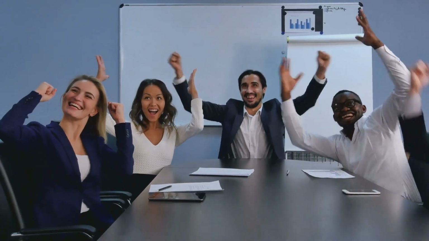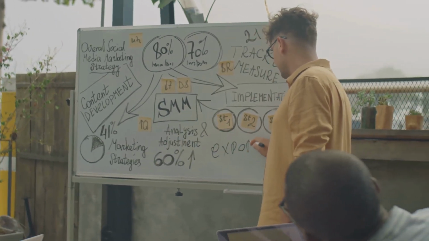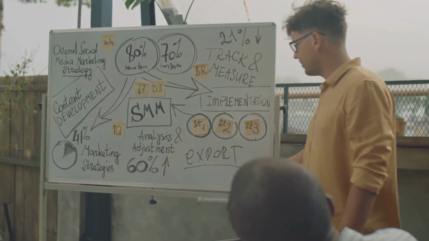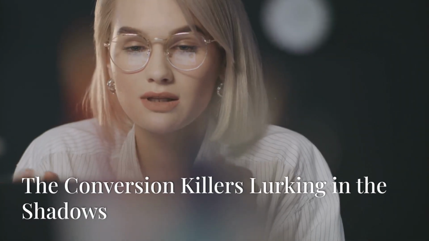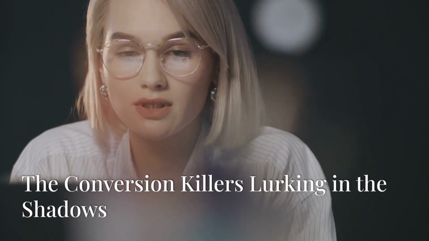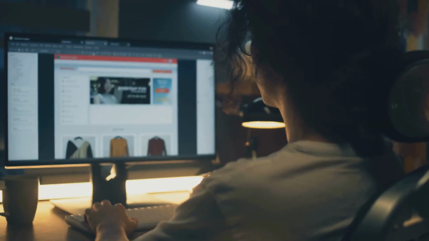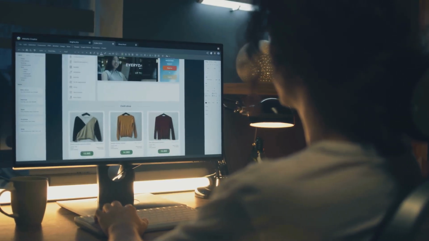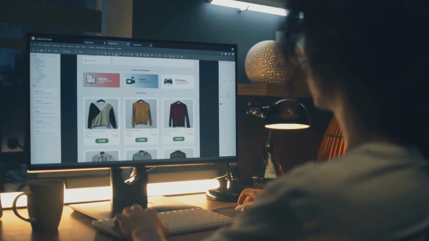The good news is that it doesn't have to be this way. By understanding the common challenges that hinder conversion rates, we can start to implement effective solutions. And that's exactly what we're going to do next. One of the biggest conversion killers is a lack of clarity. If your website visitors can't immediately understand what you offer and how it benefits them, they'll hit that back button faster than you can say conversion rate optimization.